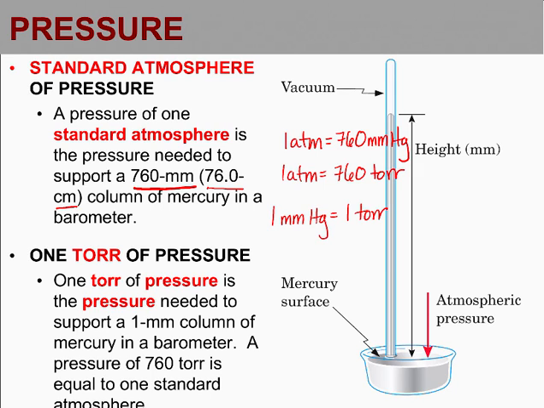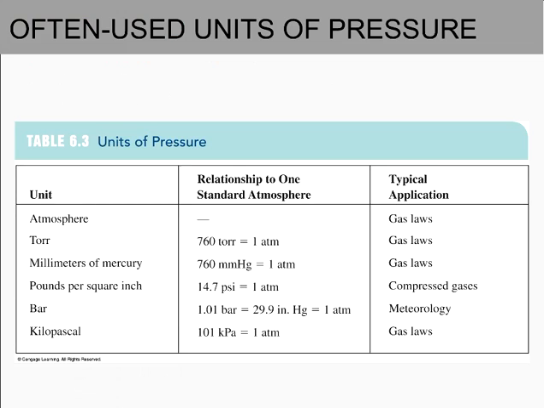And then there's also bar, there's all sorts of units. Now, most often in chemistry, we're going to use atmospheres or millimeters of mercury. And your textbook does have a table that summarizes different units of pressure. So again, we're typically going to use millimeters of mercury and atmospheres. But remember, if you do see the unit torr, that is equal to millimeters of mercury. So those are interchangeable.